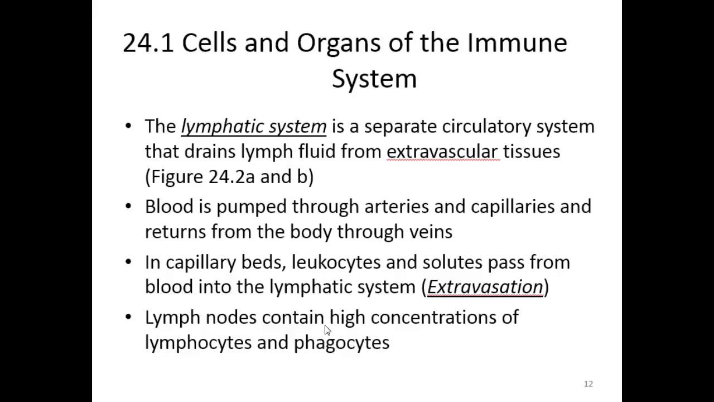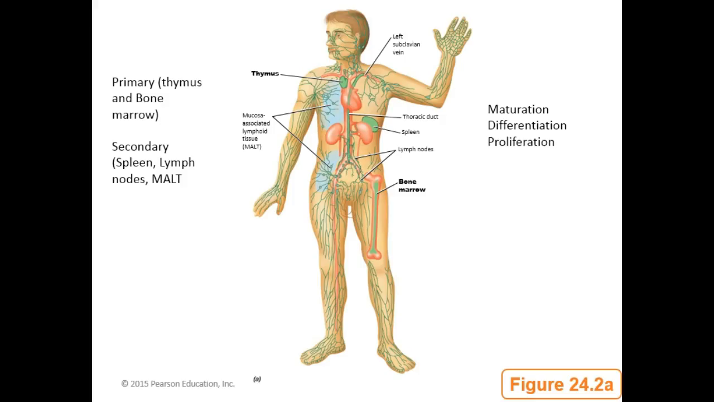Blood is pumped through the arteries and capillaries and returns from the body through the veins. In capillary beds, leukocytes and solutes pass from blood into the lymphatic system, and then the lymph nodes or nodules where the lymphatic system is connected contain high concentrations of lymphocytes and phagocytes, where we connect the innate and the adaptive immune responses.